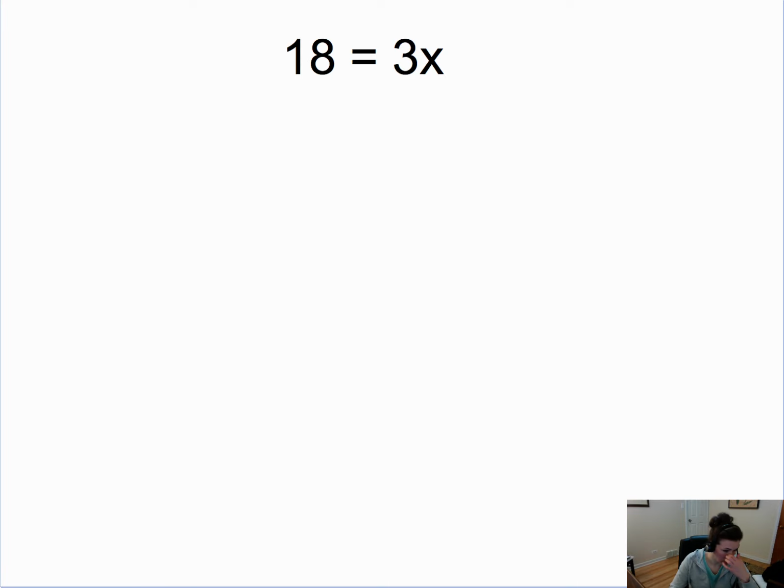In the next example, we have 18 equals 3x. So let's look at the two sides of our equation. On the left-hand side, we have an 18. On the right-hand side, we have 3x. I want to get the variable by itself. So now the variable's on the right-hand side of the equation. That means that I need to move the 3 away from the x. Since this means multiplication, 3 times x, I need to do the inverse operation, which would be to divide. So I'll divide by 3, and whatever I do on one side, I do on the other.